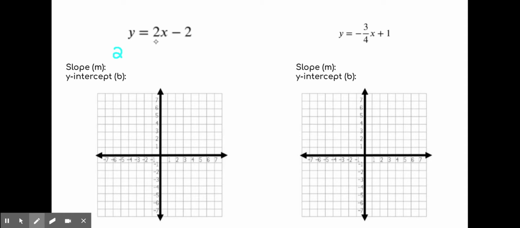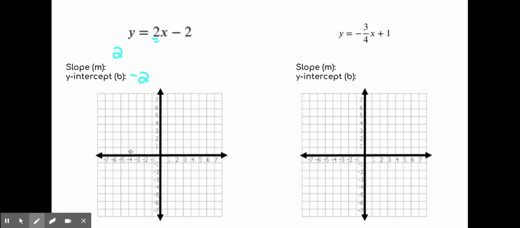The slope of the line is 2, right? That's the number in front of x. All right, next I want you to look and tell me what b is. What's the y-intercept of this line? And it is -2, okay?